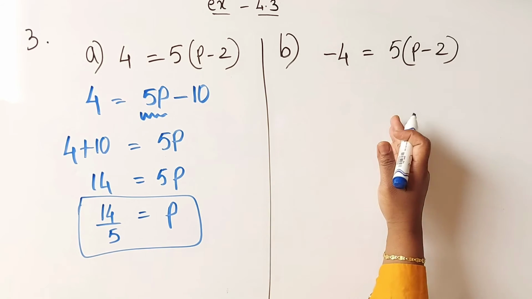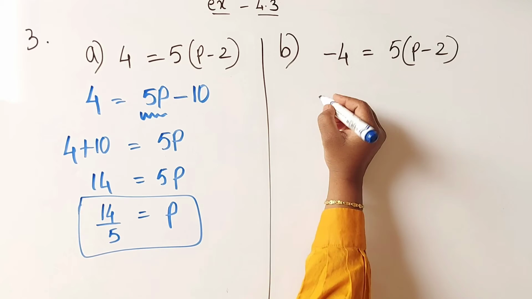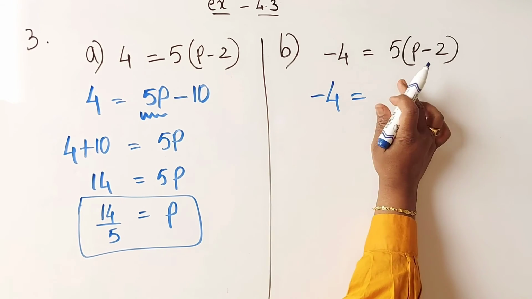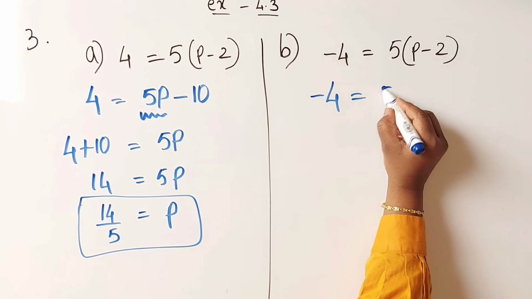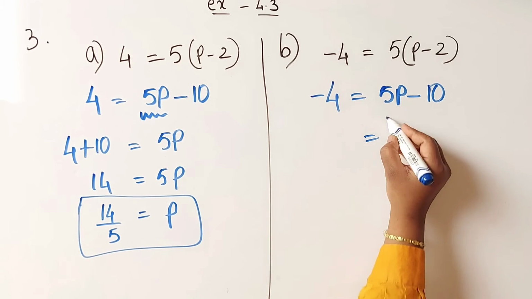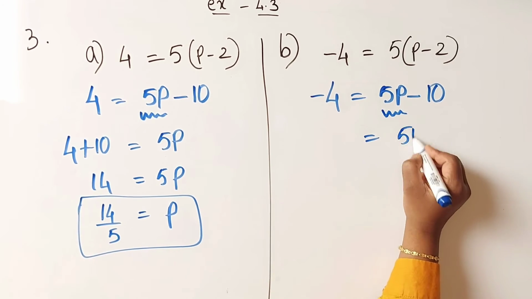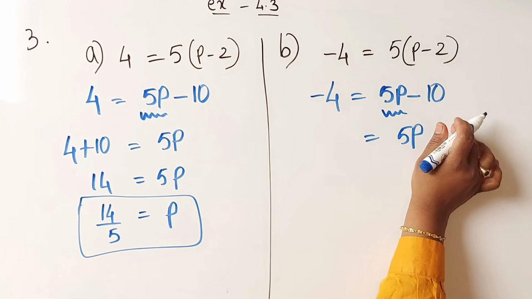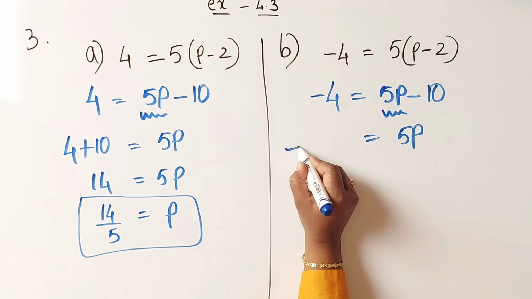Question B, minus 4 equal to 5 of p minus 2. Minus 4 equal to, multiply this whole thing with 5. 5 into p, 5p, minus 5 into 2, 10. So keep this 5p on the right hand side only. Now send this minus 10 to the left hand side. Here minus 4 is already there.